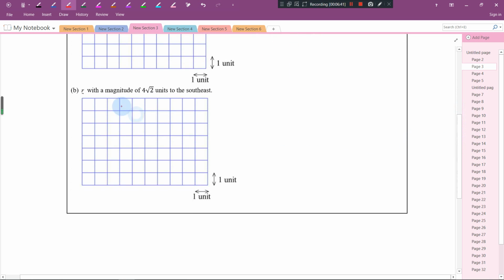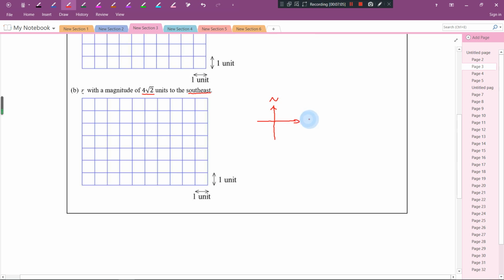Okay, now how about this one? Vector R. So this is another way we can use to represent vectors. Put a small letter and put a tilde underneath the small letter. With magnitude, we have the magnitude given here: 4 times square root 2 units and southeast. Okay, let me draw again this direction for you.